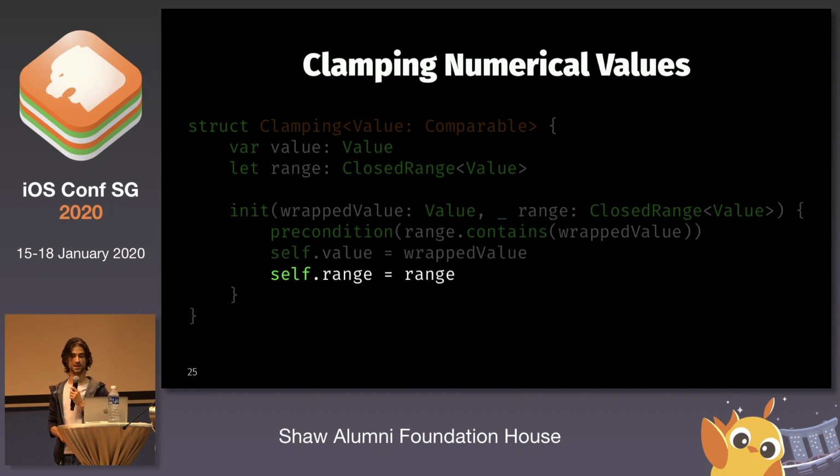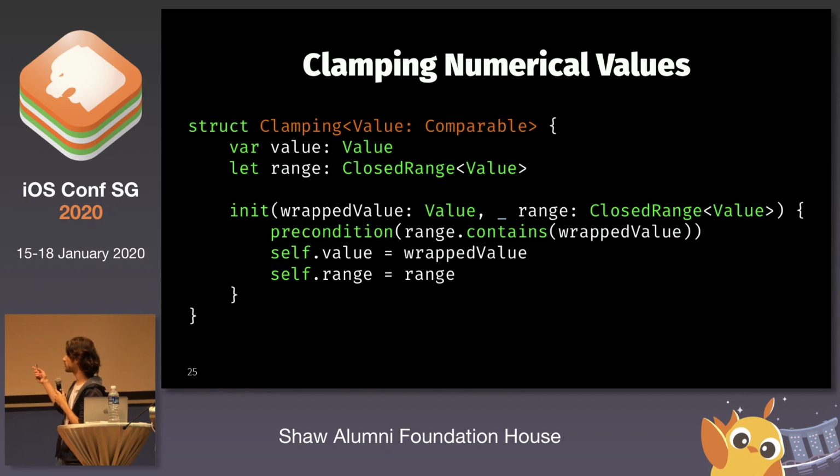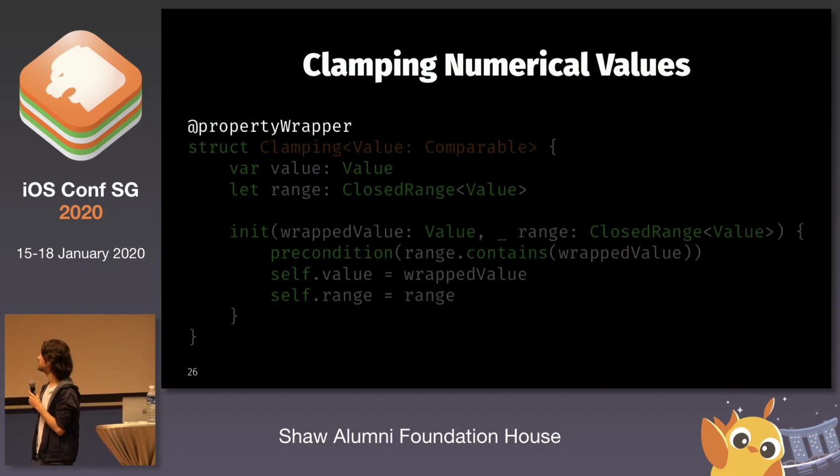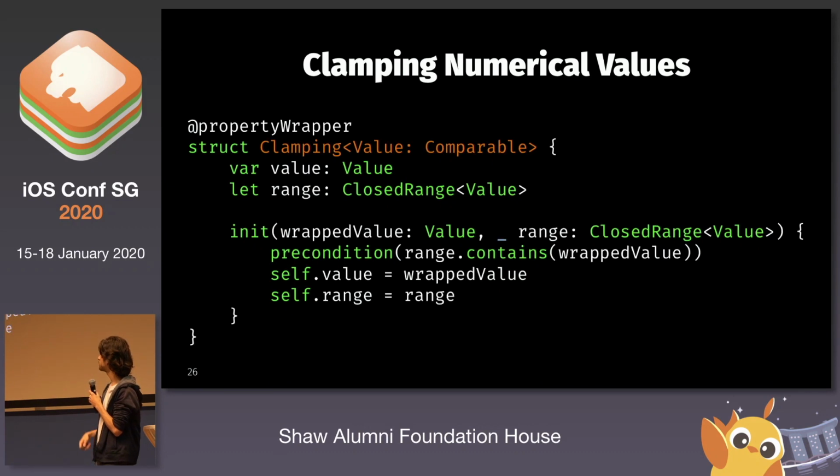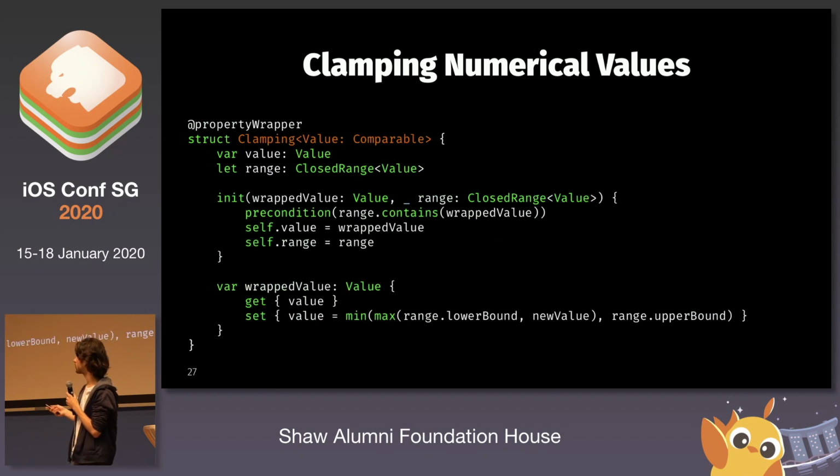So nothing fancy here. And then to turn this struct into an actual property wrapper, we just need to add one thing at the top, this new attribute from Swift 5.1, @propertyWrapper. And just by doing this, the compiler will now see Clamping as a property wrapper. So it will tell us, warning, you need to implement a property called wrappedValue. So okay, let's do it.